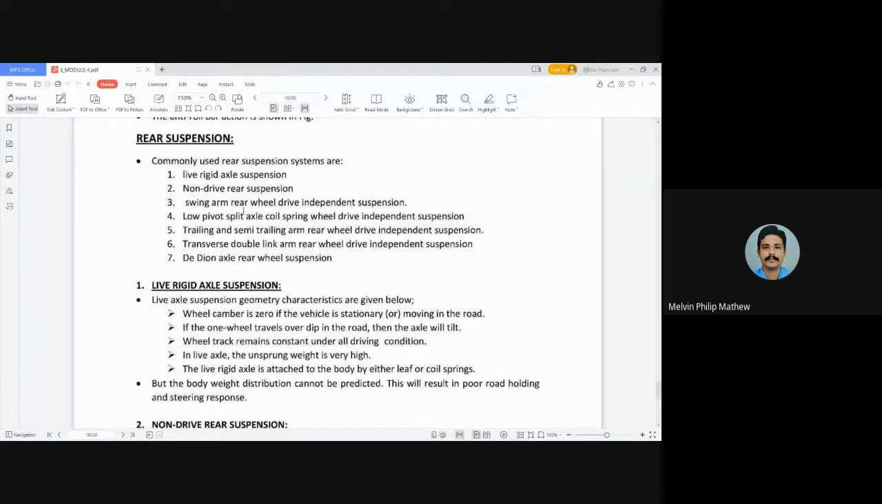Some of the rear suspensions are live rigid axle suspension, non-drive rear suspension, swing arm rear wheel drive independent suspension, low pivot split axle coil spring wheel drive independent suspension, trailing and semi-trailing arm rear wheel drive independent suspension, transverse double arm rear wheel drive independent suspension, then De Dion axle rear wheel suspension. So these are some of the rear suspensions that we are going to discuss.